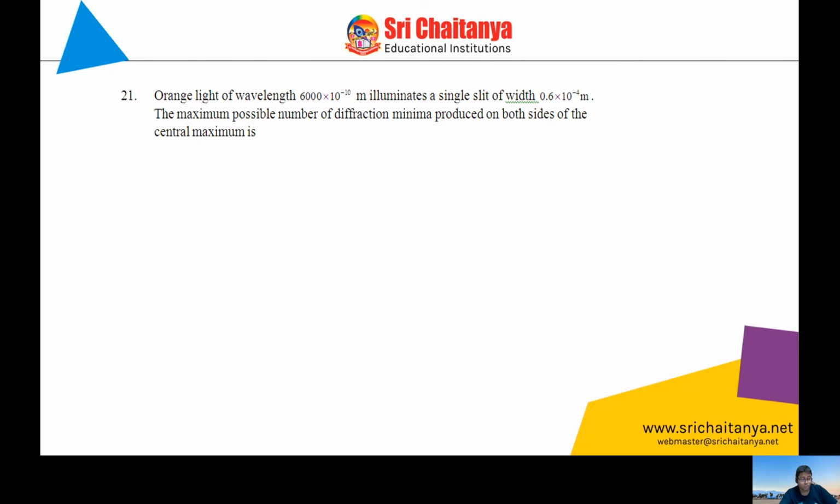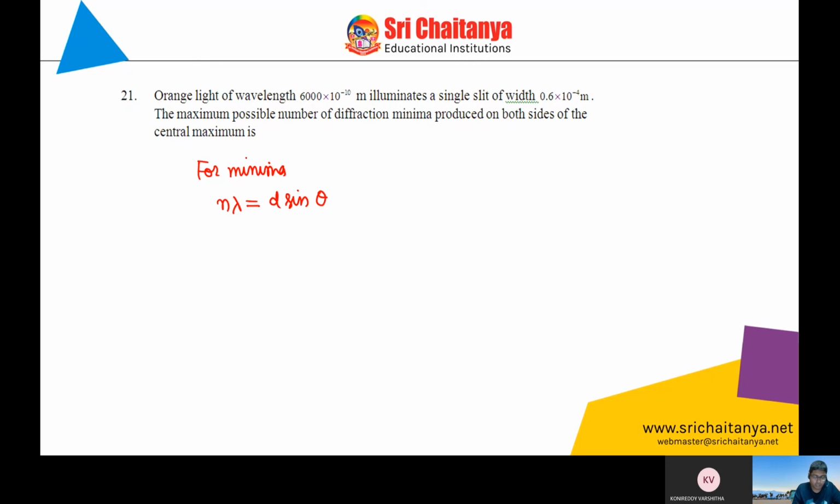Orange light of wavelength 6000 into 10 to the power minus 10 meter illuminates a single slit of width 0.6 into 10 to the power minus 4 meter. The maximum possible number of diffraction minima produced on both sides of the central maxima is. So we know for diffraction, for minima, the condition is that nλ has to be equal to d sinθ. That is the condition for the diffraction minima.